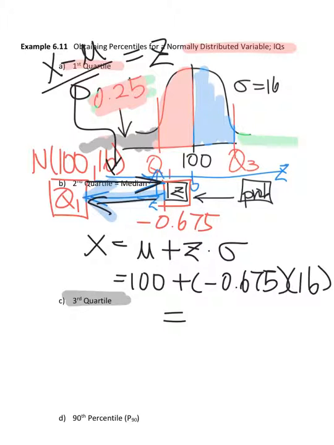100 plus the z-score, negative 0.675, times the standard deviation, 16. How much? 89.2. Absolutely, it must be less than 100 because it will be the first quartile, to the left. That's good?